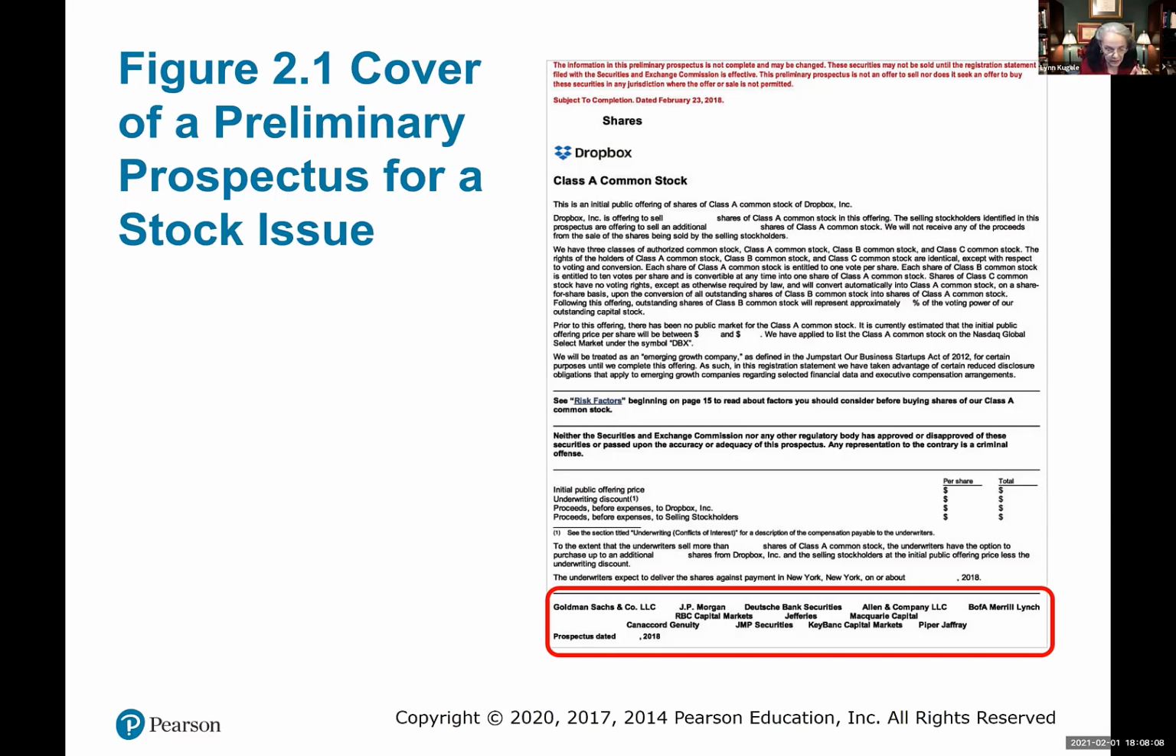Underwriting is very much a reputation business. So this was Dropbox. A company similar to Dropbox wanting to go public, they're going to search for an underwriter who's had experience successfully bringing a similar company to market. So the names down here, you'll note, are not in alphabetical order. They're in the order of importance. That is important. That's part of the reputation.